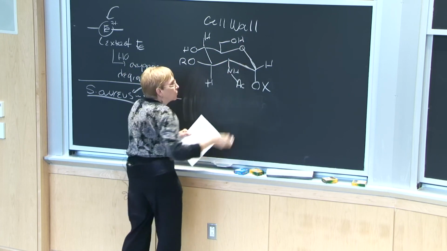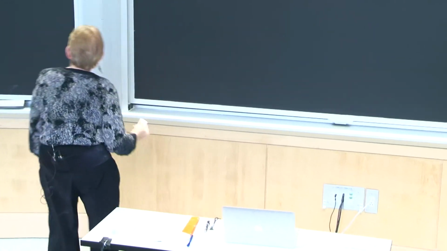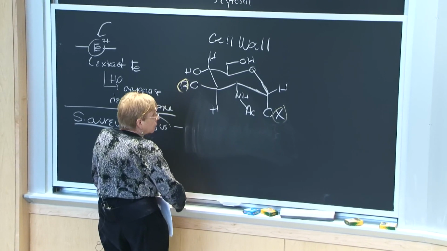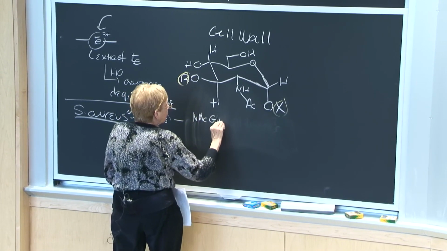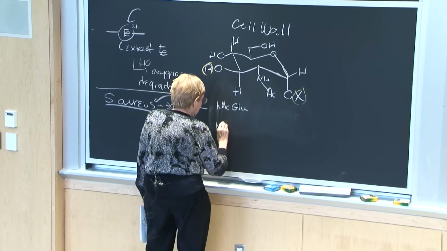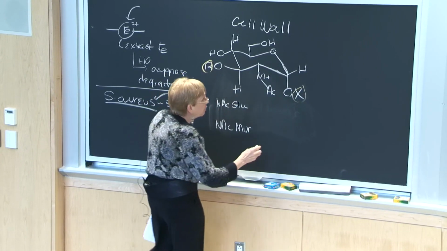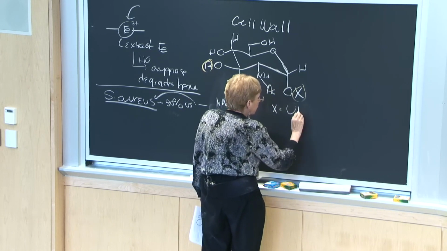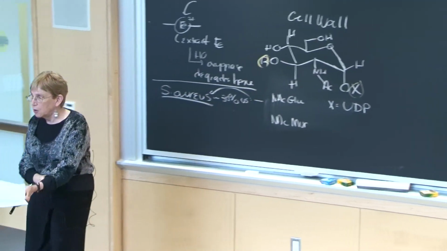Okay, so the two things I want to focus on are this X and this R. So this is N-acetylglucosamine, and then the second one is N-acetylmuramic acid. And in both of these cases, X is equal to UDP. So we're going to come back to this in the last module on nucleotides.